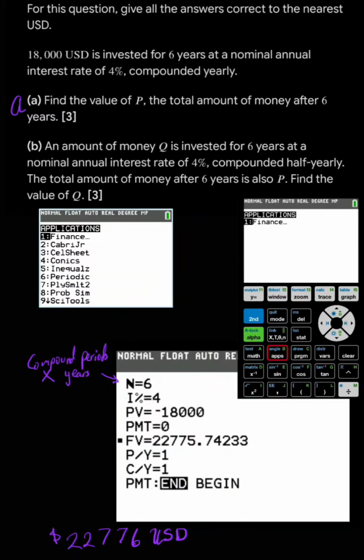For part A, we are going to use the finance application using the TI-84. If you use the TI-84, you go to apps, which is this button here, and click on the first one, finance, and then click enter again. Some calculators actually have other options.